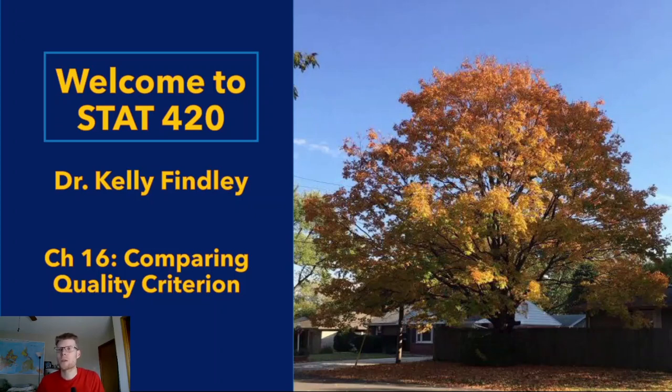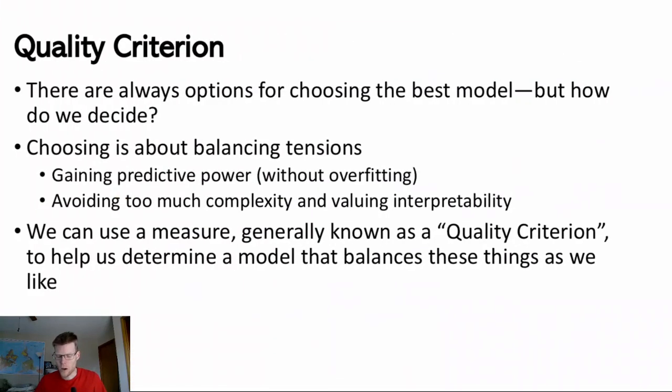In this chapter, we're going to be talking about variable selection and model selection. And so we're going to start with something we call quality criterion, or criteria plural, I guess. And those are the measures that we can use to help us determine what might be the best model for our analytical goals. And so just as kind of an overview here, what is a quality criterion? It's going to be a measure that helps us measure our predictive power. But depending on the measure we use, it can also guard against complexity as well.